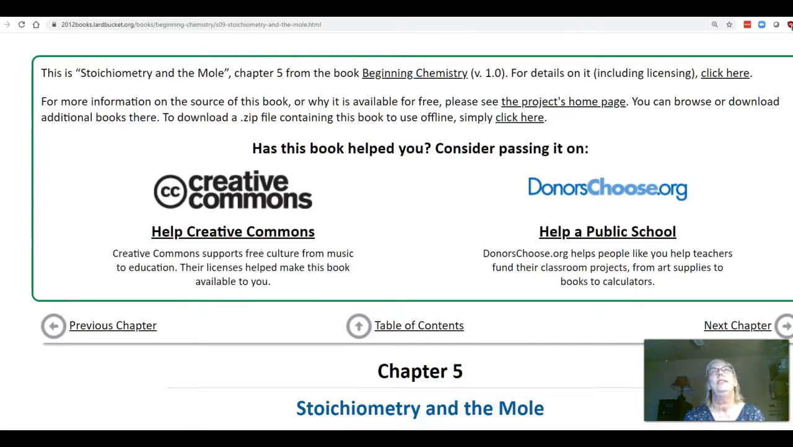Mole is a unit, it's kind of like a dozen. When we measure eggs, we use dozens. Well, in chemistry, when we measure atoms, molecules, or ions, we use a unit called the mole. So let's look and see what you're going to do in chapter 5.